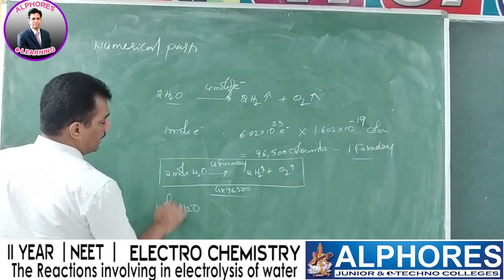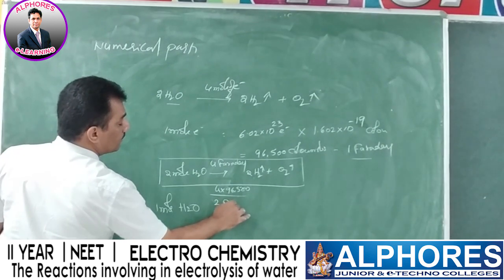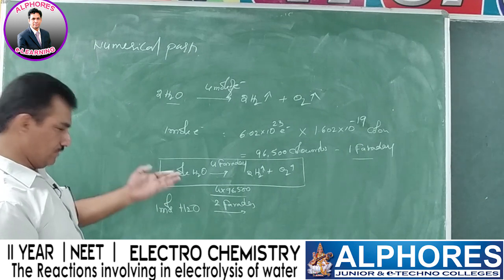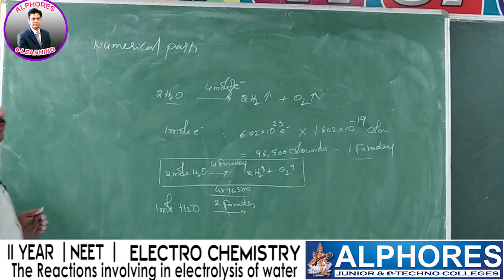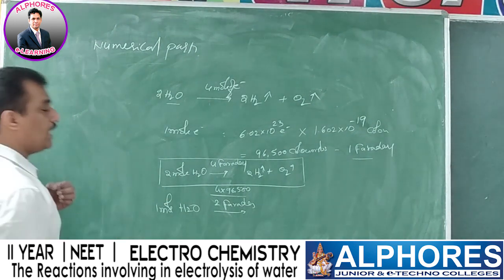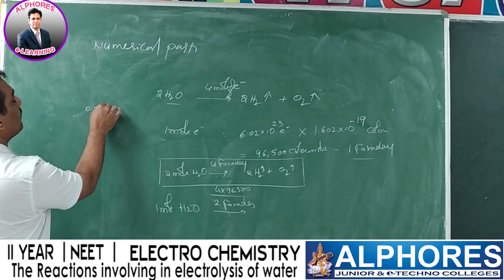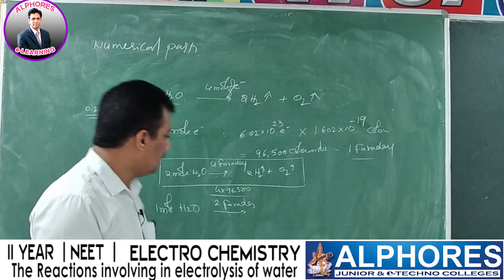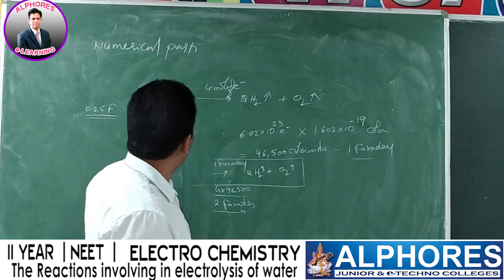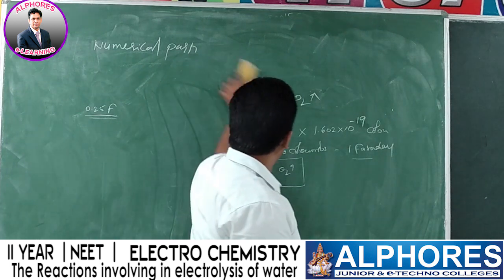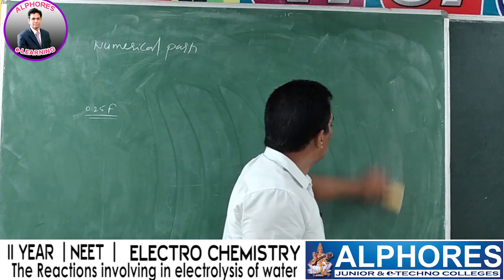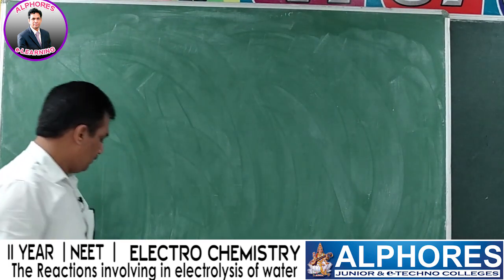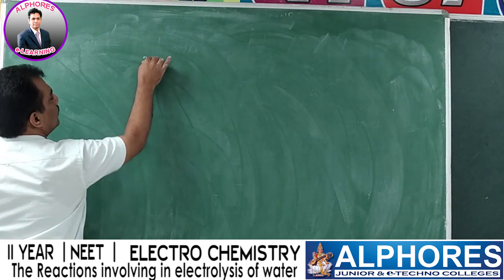It is a simple question. And now the question is reverse. How many moles of water can be electrolyzed by using just 0.25 Faradays of current? They will ask questions like that. Now let me give the basics here. 2H2O, 4 Faradays, 2H2 and O2.